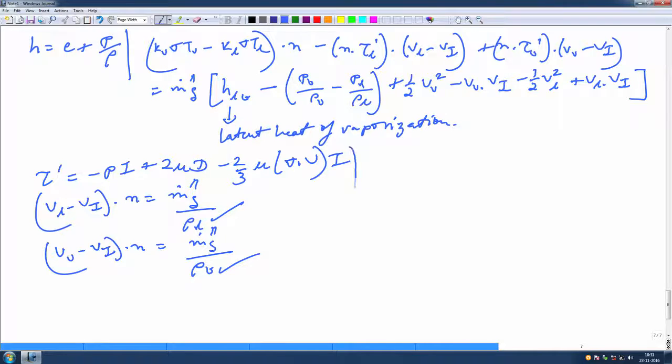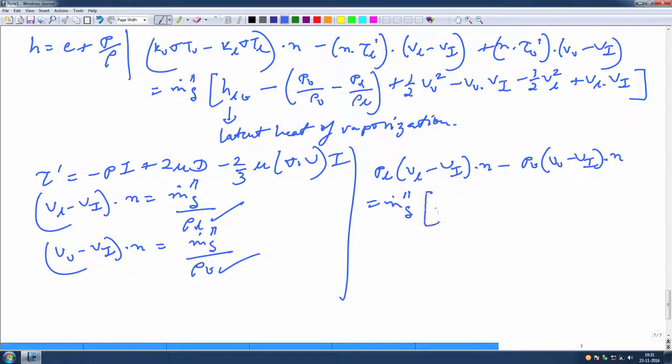Okay, so combining all these things together, if we write it now, PL VL minus VI dot N minus PV VV minus VI dot N equals M double dot, minus PV minus, sorry, minus rho V minus PL divided by rho L. Okay, that is the form that you get if you do this kind of substitutions. Now, from the relative velocities of the interfaces, you get that, okay.